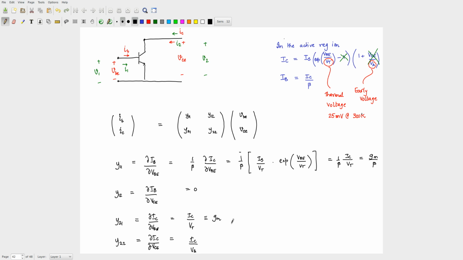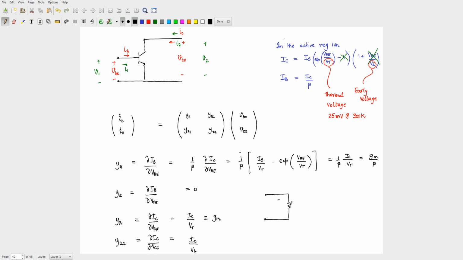That's why, anyway. All right. Okay. So what is the incremental circuit going to look like now? You have done this. So because this y12 is 0, right? You won't have any voltage source here. You will have just this.